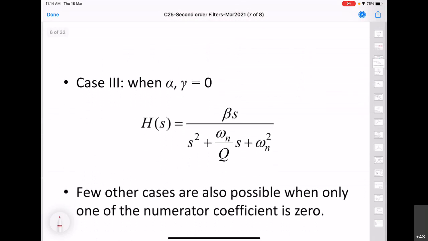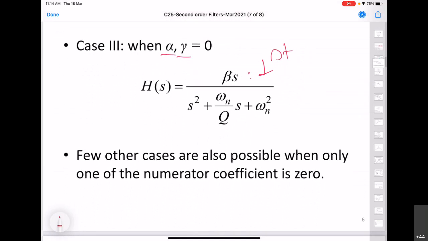And the third, which is going to give rise to a new response that was not studied earlier, is when alpha and gamma are taken 0, so that we have a first order polynomial in the numerator. As I pointed out, there are various possible combinations of zero values of alpha, beta, gamma, and we will consider some of them, and a few other cases are also possible. For example, one can take one of the three coefficients 0 at a time. In that way, there will be three possible cases. So we will consider one of the cases in this class.